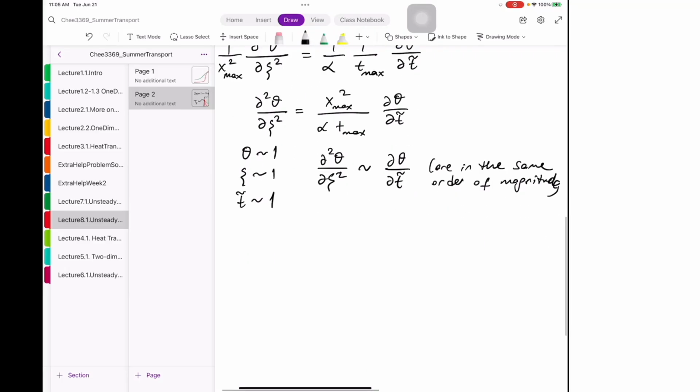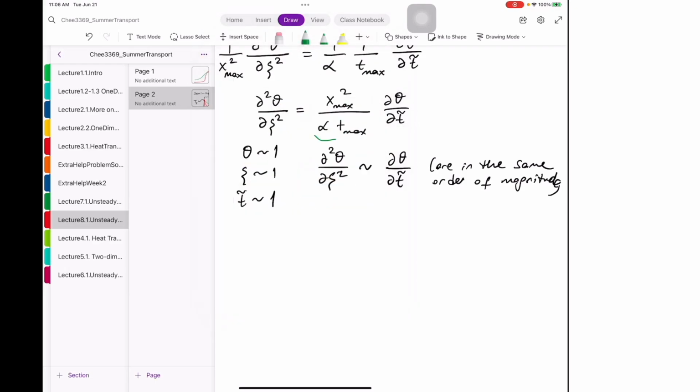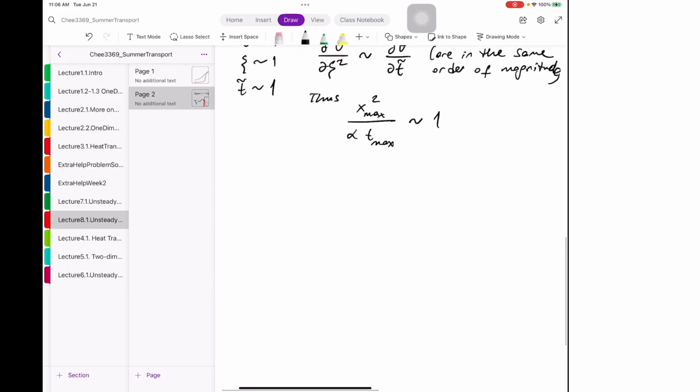So why am I actually doing this? Because I got a quantity which relates the x max to t max, and it tells me that this thing must be in the order of 1. Thus, x max squared over alpha t max is going to be in the order of 1. Meaning that as time goes, this quantity does not change at all. It does not go to infinity. It does not go to 0. It actually stays in the same order of magnitude, right?